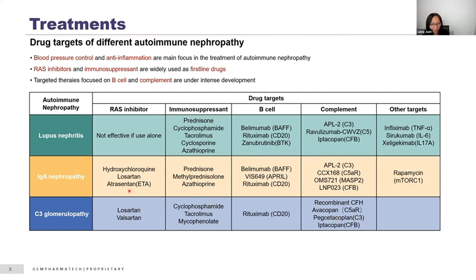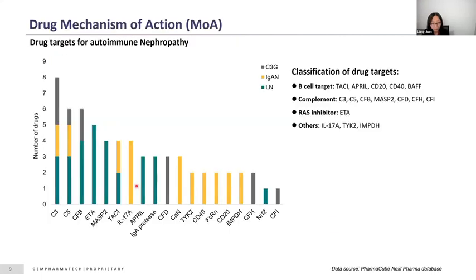The endothelin A receptor antagonist could also be evaluated in the IgA nephropathy models. This data summarized from preclinical and clinical research also shows the targets of the three diseases, including the B cell, complement, and IgA blocks.